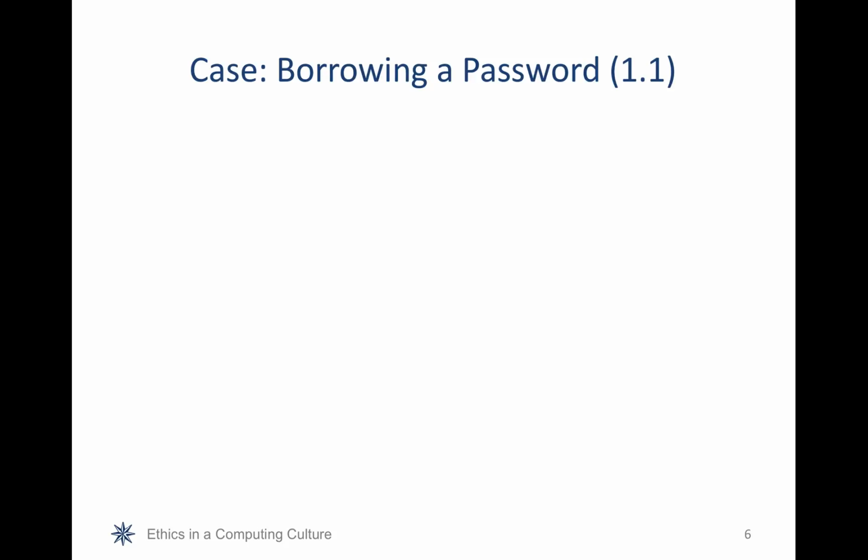Who is affected? What do we mean by affected? Let's go with who might care one way or another that Josh borrowed Alice's password. Clearly, Josh cared. Did Alice care? Should she have cared? What about the school where Josh is a student? What about the teacher who gave the assignment?